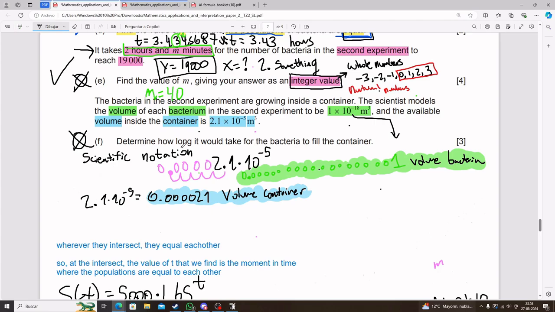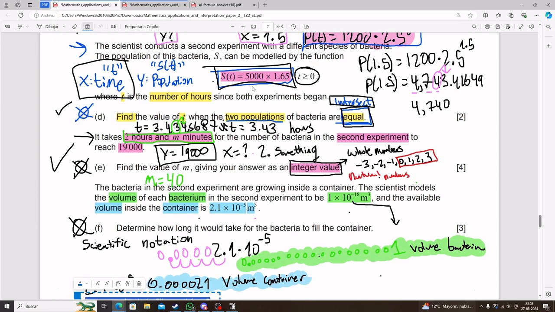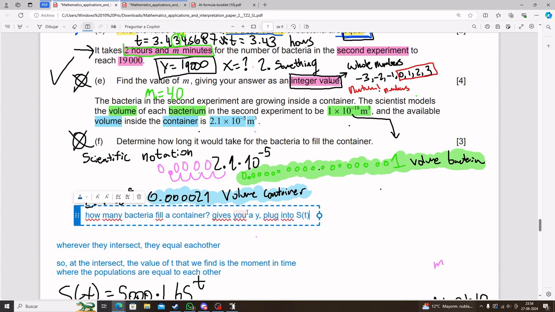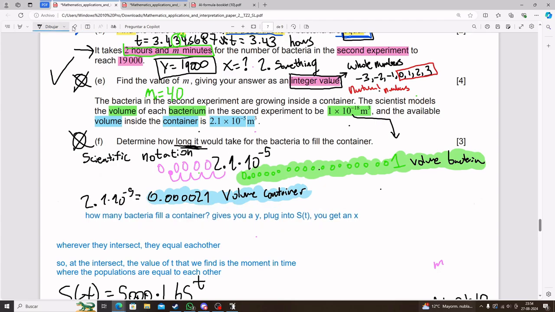Now, for part D, let's come back to reality. They're asking us to determine how long it would take for the bacteria to fill the container. And so the first question you have to ask yourself before that is, how many bacteria fill a container? So if you find out how many bacteria fill a container, you can use that information to plug it into S of t with y, right? And that gives you x for time. So that's a game plan. How many bacteria fill a container gives you a y. Plug into your equation, you get an x. And the x is determining how long, so x is time. Okay? So that is my game plan. This is what I'm going to be doing.